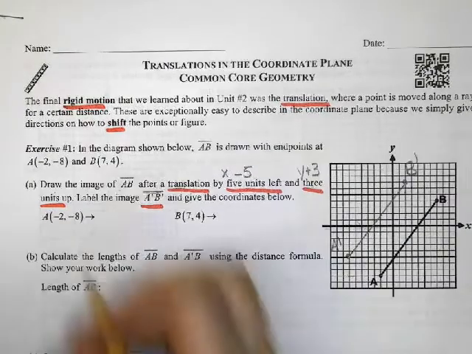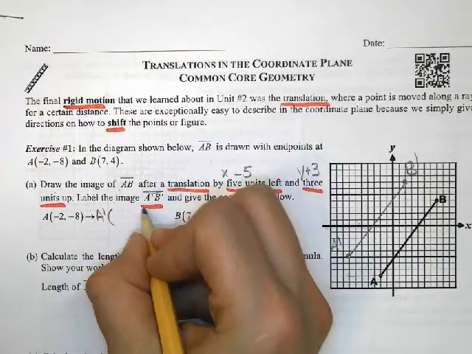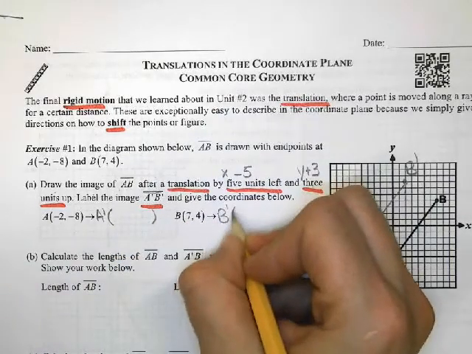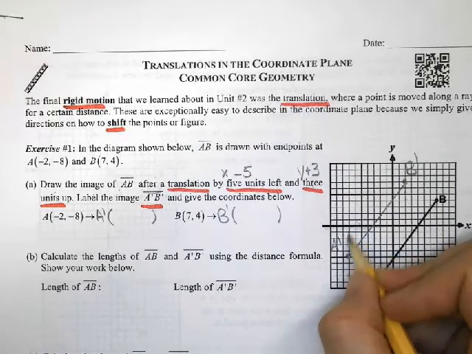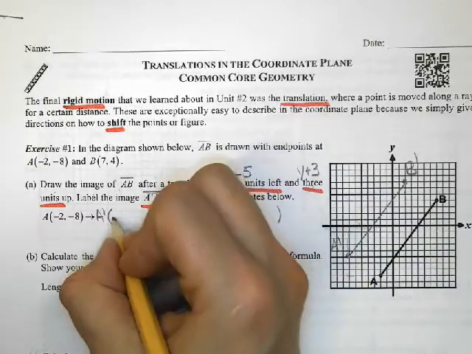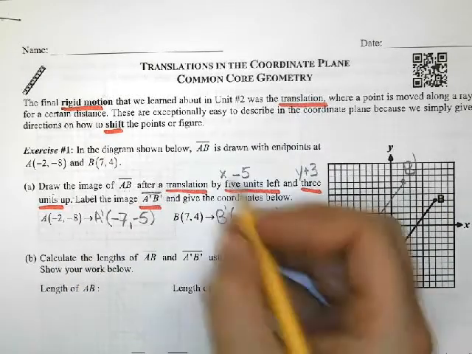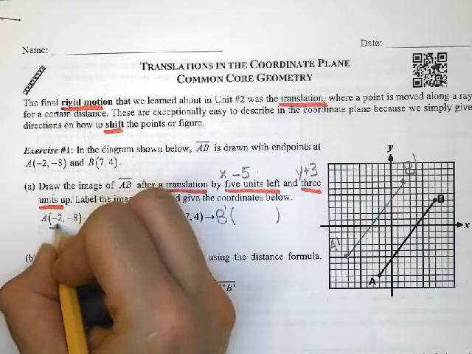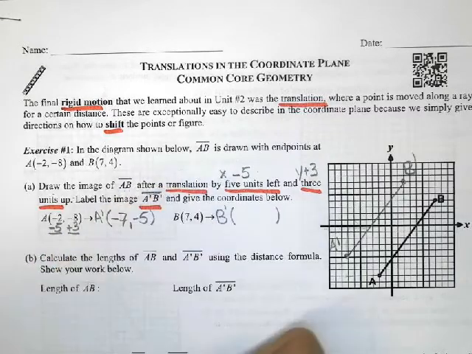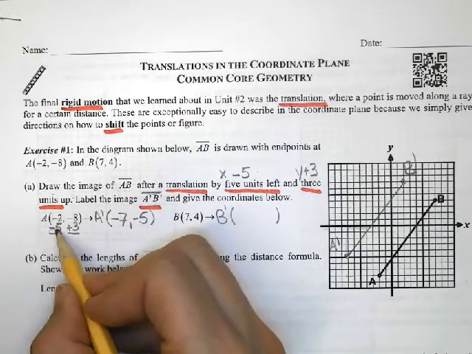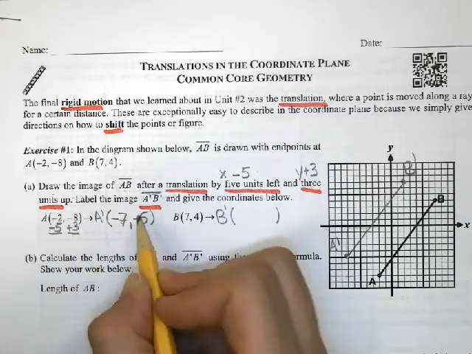Now, we can easily get the coordinates off the graph for both A prime and B prime. So A prime is -7, -5. Which makes sense if we do it mathematically, that we take the x and we subtract 5, and we take the y and we add 3. Now when you do that, -2 minus 5, out comes -7, and if you do -8 plus 3, out comes -5.